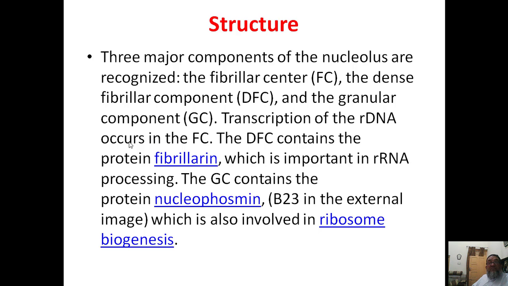So this means the DFC contains the protein fibrillarin, which is meant for RNA processing. The GC contains the protein nucleophosmin, B23, which is also involved in ribosomal biosynthesis. So the granular protein is nucleophosmin, also called B23, and it is involved in ribosomal synthesis. This is the structure of the FC, DFC and GC components of the nucleolus.